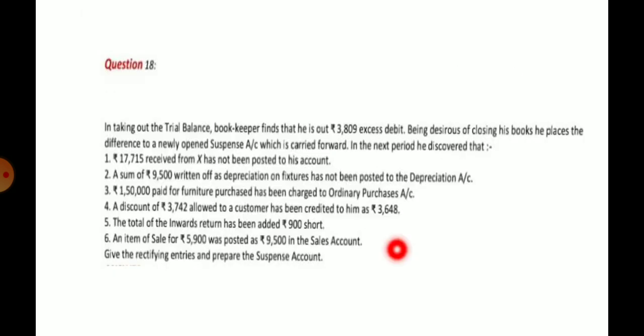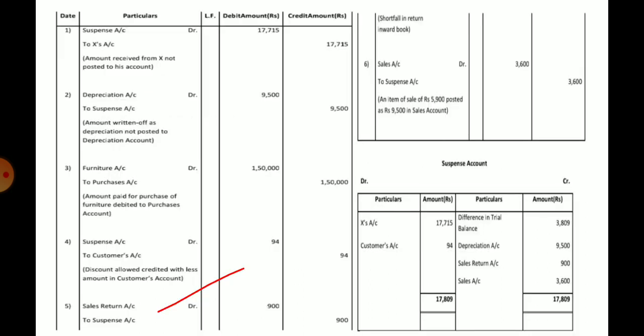Now give the rectifying entry and prepare the suspense account. I had already told you how to prepare the ledger account. Simply, wherever the suspense comes in the books, the opposite account is posted to the ledger account. Okay. Like suspense to X account, so X account will be in debit. Depreciation to suspense, so depreciation will be here. So this is the total preparation of the suspense account.